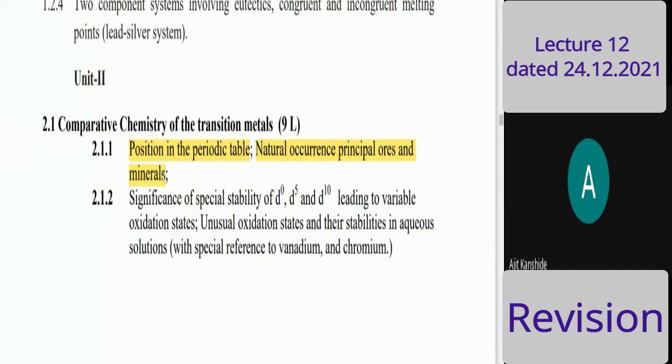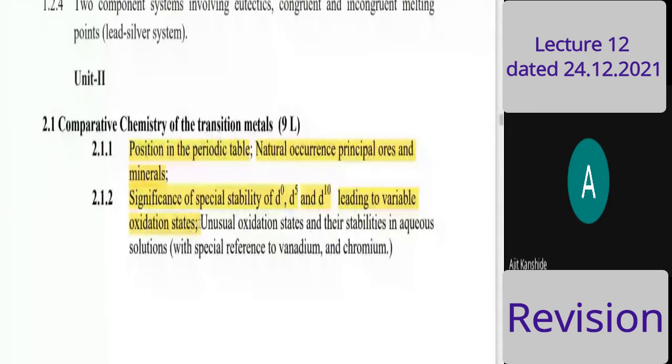Later on we will sum up with all the points. Those you need to prepare, you need to work on that. It is mainly a memory-based task. But this point, we discuss the significance of special stability of d0, d5 and d10 leading to variable oxidation states. It is better that we have a revision, because the follow-up session is our decision.